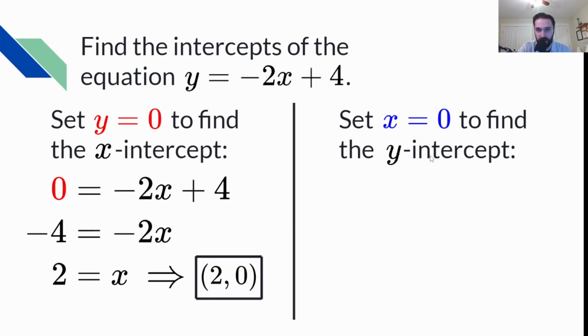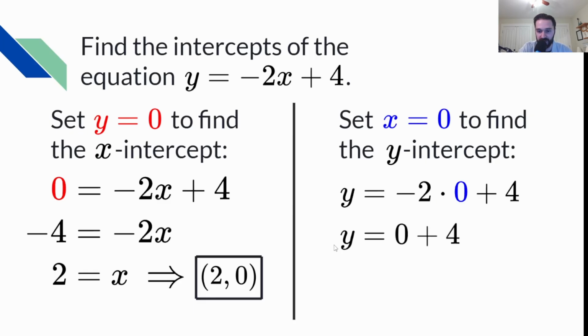Here, we can go through a similar process to find the y-intercept. We're going to set x equal to 0 and then solve for y. So let's plug a 0 in here for x. And we'll get y equals negative 2 times 0 plus 4. Negative 2 times 0 is just 0, so we have y equals 0 plus 4, so we have y equals 4. The y is already isolated for us on the left-hand side, so that's pretty nice. We have x equals 0 and y equals 4. So we have a coordinate point 0 comma 4.